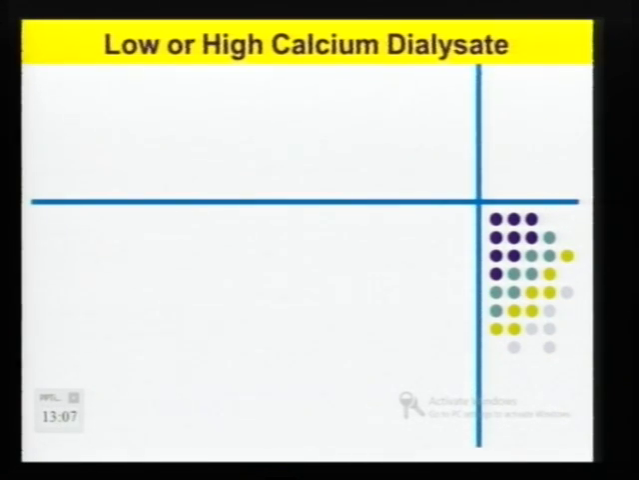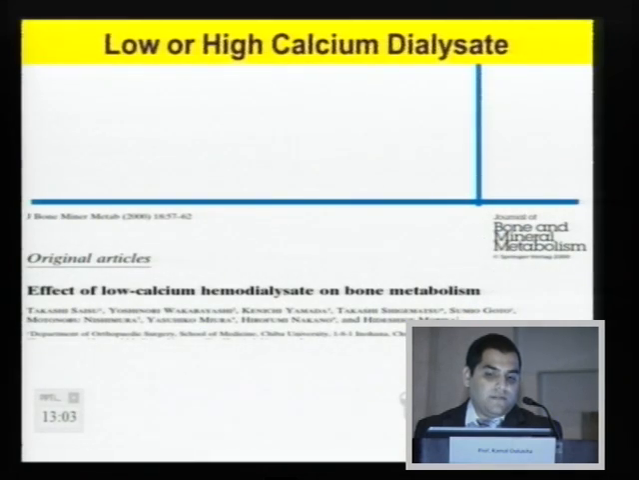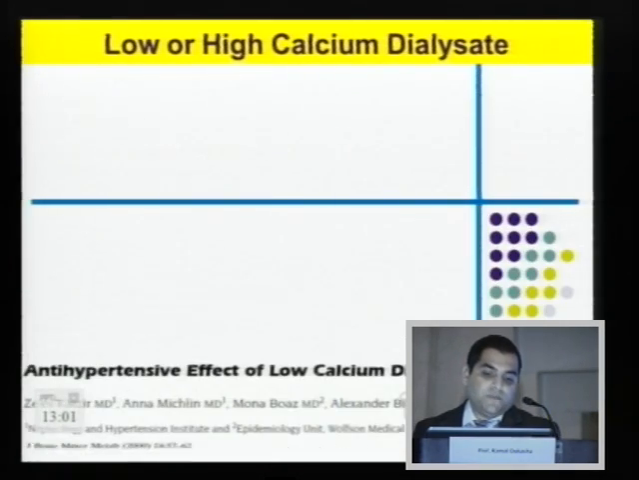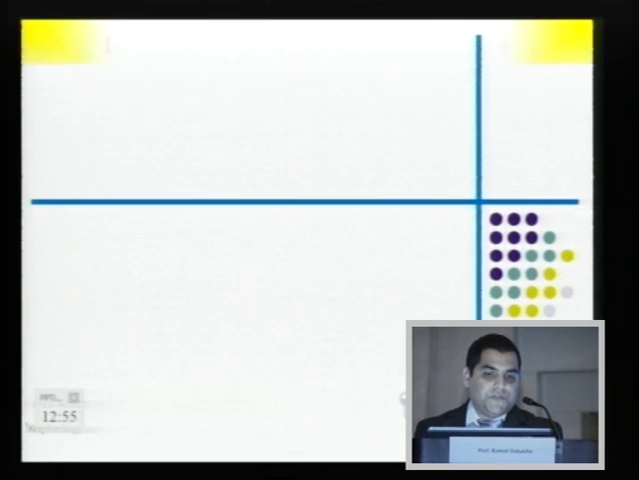So shall we use low or high calcium? Shall we use the low calcium in the treatment of adynamic bone disease? Does it have a real effect on bone metabolism? Shall we use low calcium for its antihypertensive effect? Can it be used in patients with resistant hypertension?